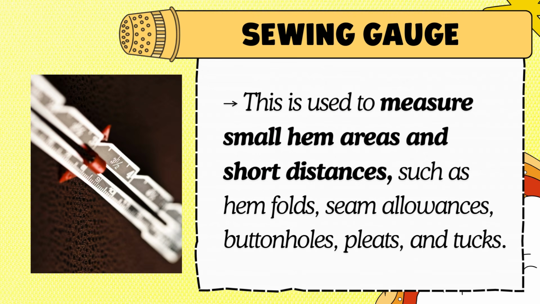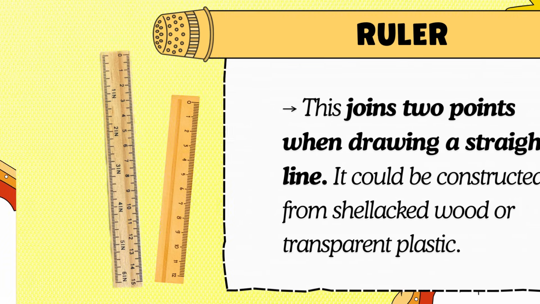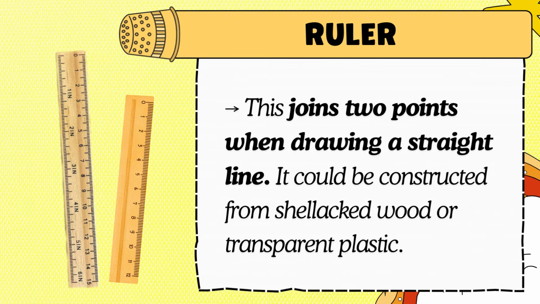2. Sewing gauge. This is used to measure small hem areas and short distances, such as hem folds, seam allowances, buttonholes, pleats, and tucks. This small measuring tool is used for short and detailed measurements. This tool improves accuracy and keeps your sewing work neat and professional. 3. Ruler. This joins 2 points when drawing a straight line. It could be constructed from shellacked wood or transparent plastic.